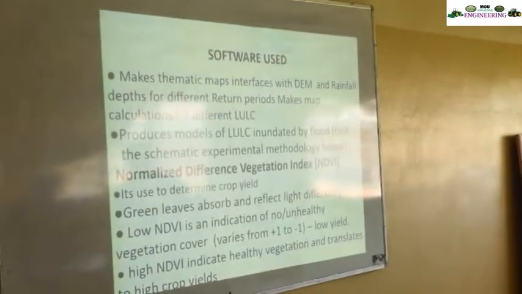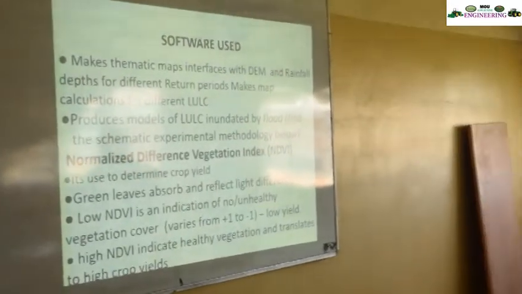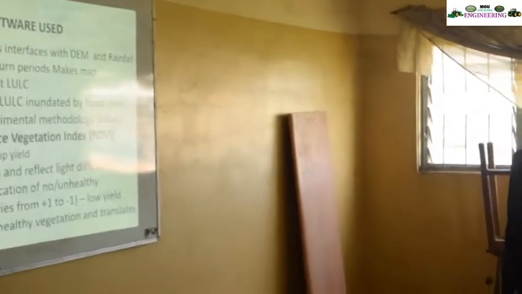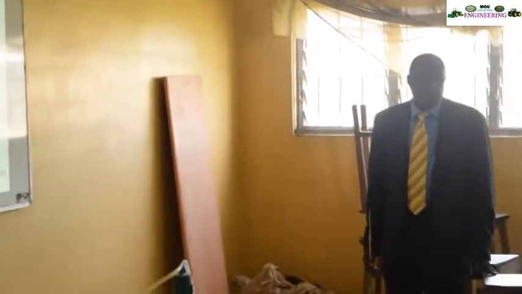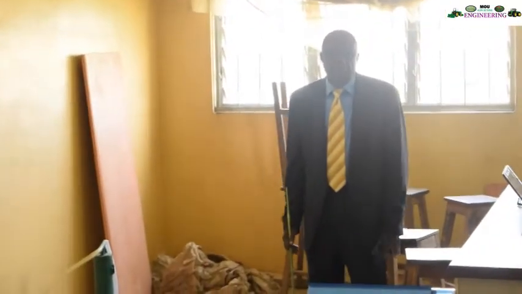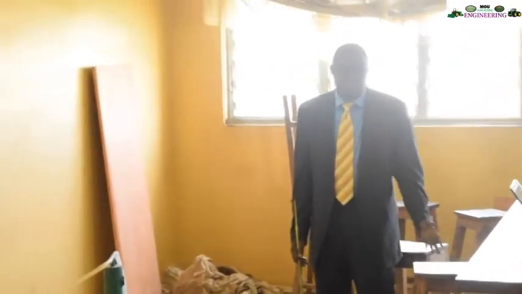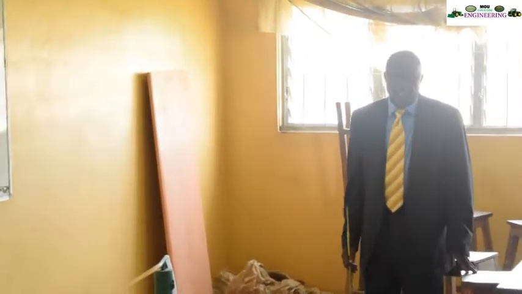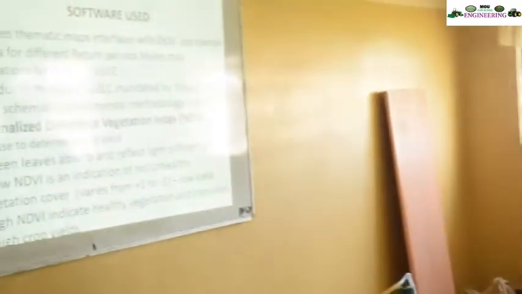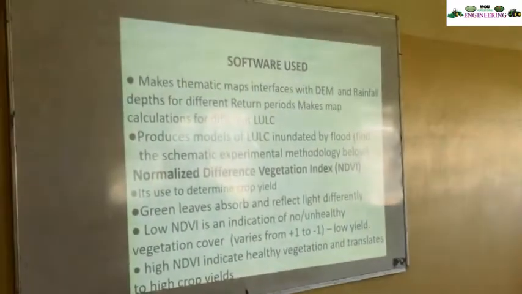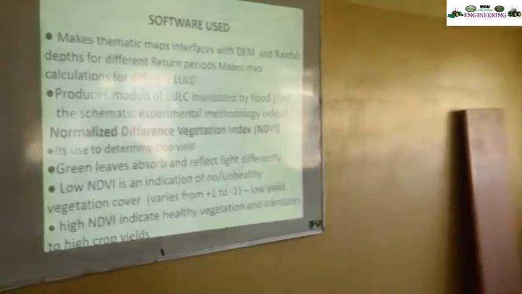The Normalized Difference Vegetation Index is also used for this study. The NDVI is a measure of how well or how sick a plant is, and is directly linked to how well that plant can produce.